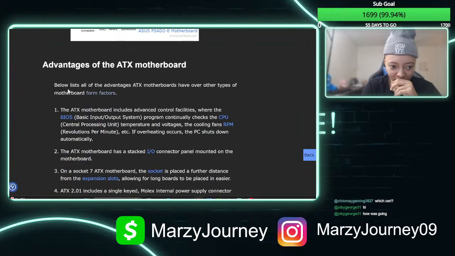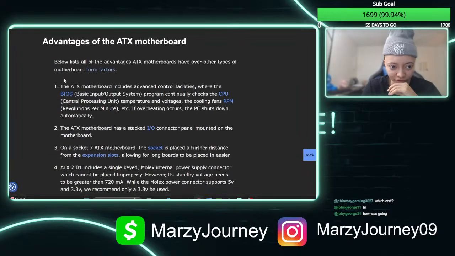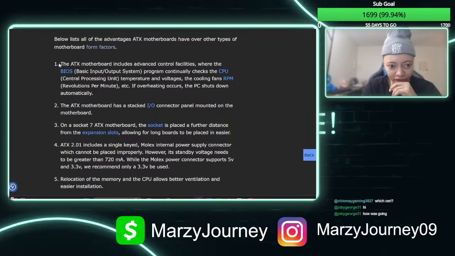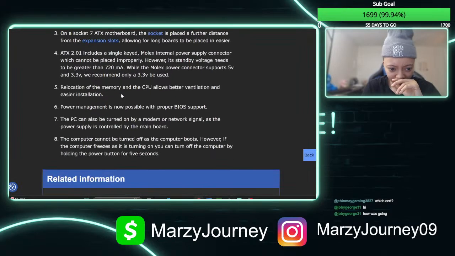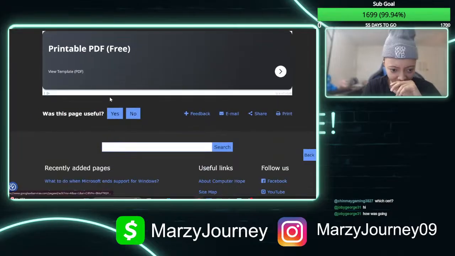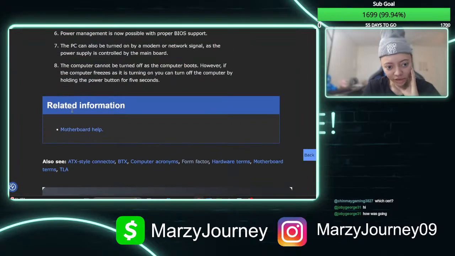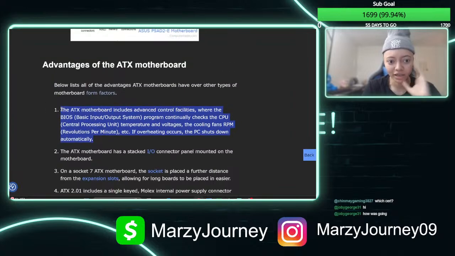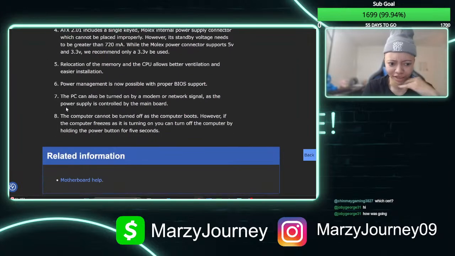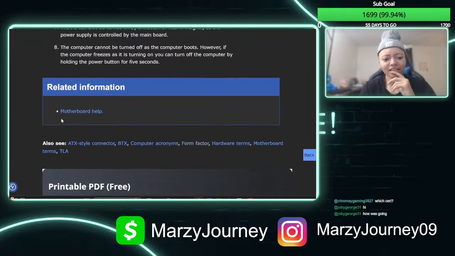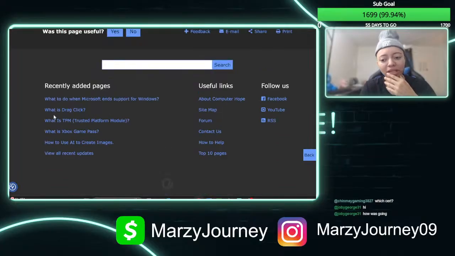Advantages of the ATX motherboard. Here we go, so now we're getting into a little bit more factors. The ATX motherboard includes advanced control facilities where the BIOS program continually checks the CPU temperature and, oh damn, they get into the details, and then it gets even better. Oh, so that's all they're going to tell me, just why it's better, the advantages of it. But damn, they're not going to tell me any disadvantages. This seems a little perplexing.